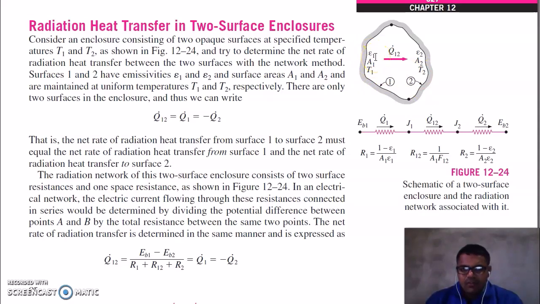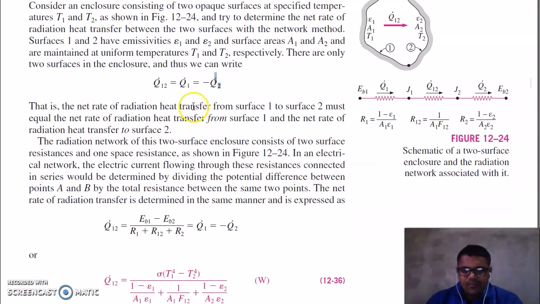Now there are only two surfaces in the enclosure, thus heat transfer from the first surface must be equal to heat gained by the second surface. That means heat transfer from this surface to this surface must be equal to heat lost by this surface and heat gained by this surface, which is this.